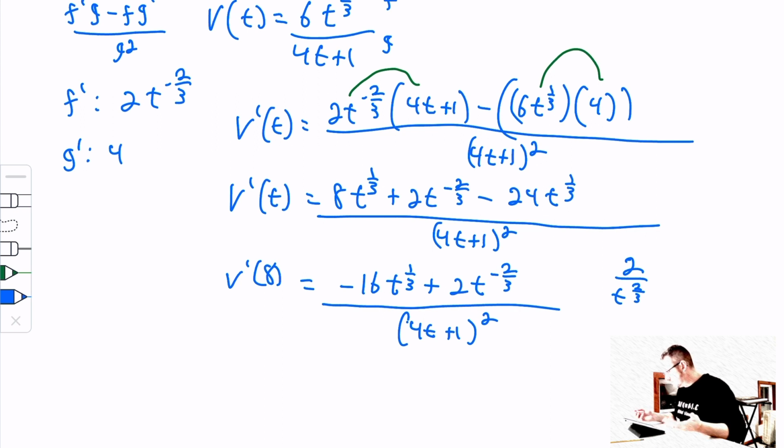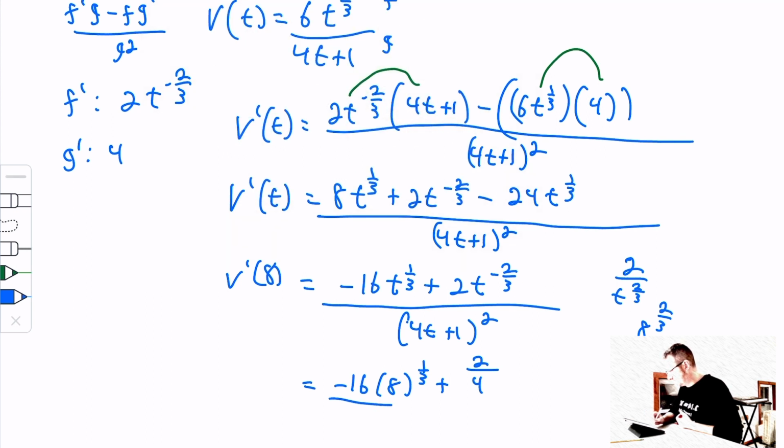I'm just going to leave it up top for the heck of it, but I'm going to start subbing in an 8 for t. So I've got negative 16 times 8 to the 1/3 plus 2 over 8 to the 2/3. What's 8 to the 2/3? What's that mean? Well, that's the cube root of 8 squared. And 8 squared is 64, and the cube root of 64 is 4. So this really gives me 2/4 or 1/2, all over (4 times 8 plus 1) squared.